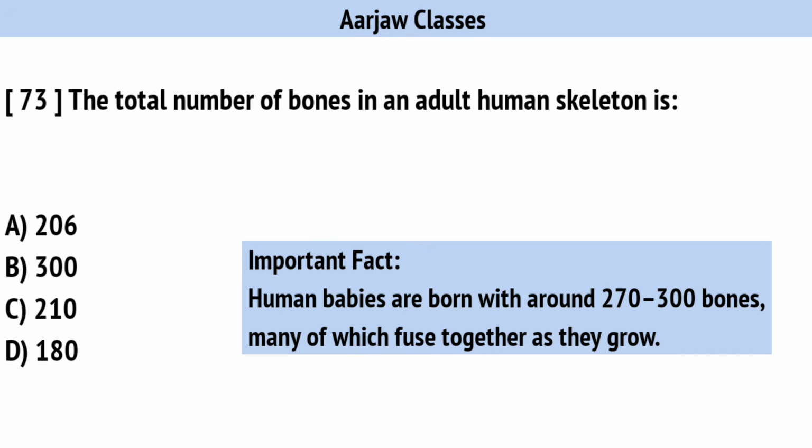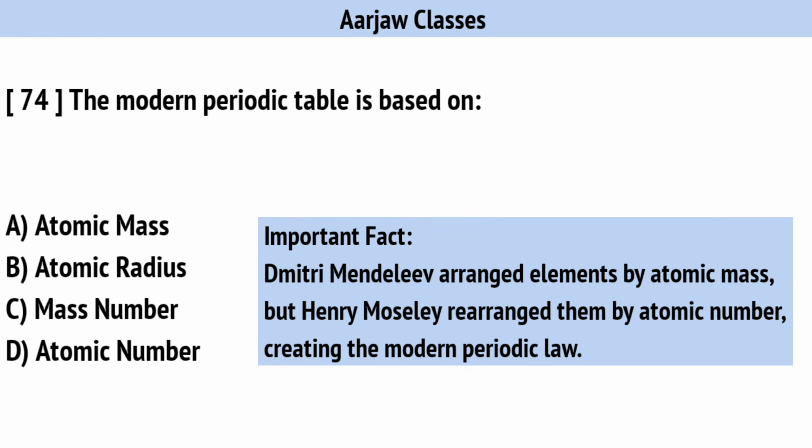The total number of bones in an adult human skeleton is? Correct option is A, 206. The modern periodic table is based on? Correct option is D, atomic number.